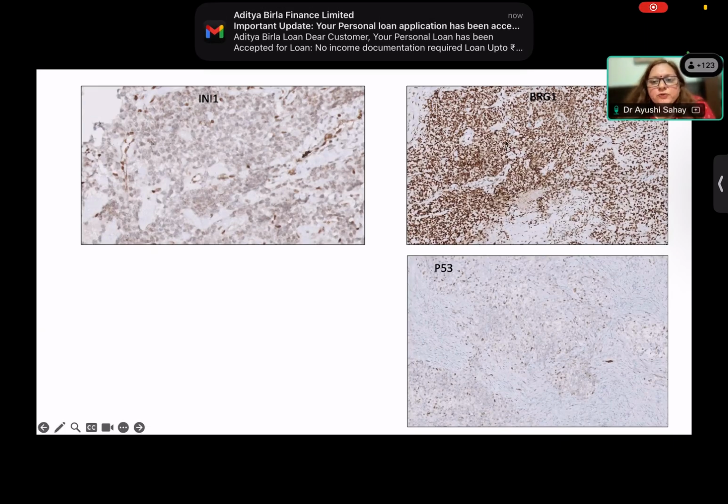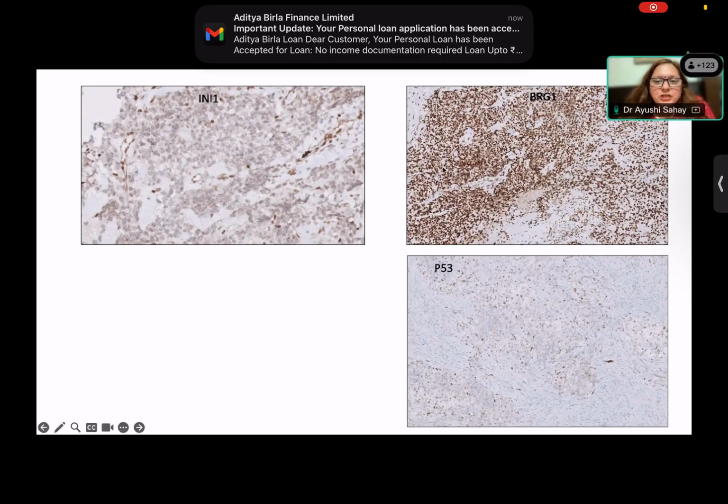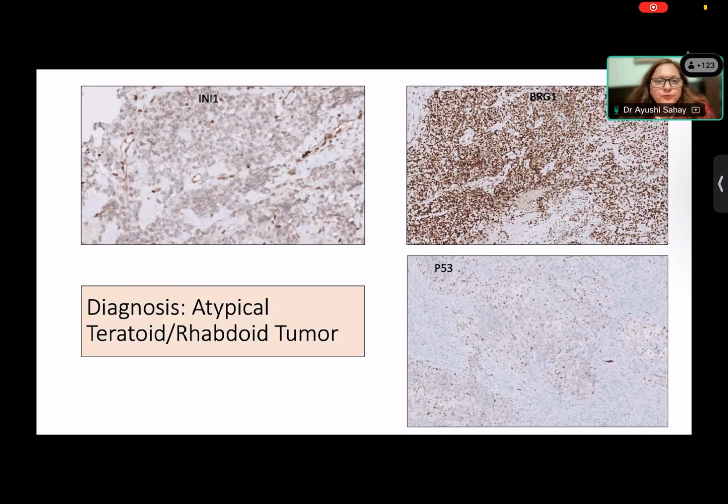And also this is BRG1, which we always do as a companion, and it is showing retained nuclear expression in all the tumor cells. And the tumor is wild type for P53, which we also do for all embryonal tumors. So the diagnosis is an atypical teratoid rhabdoid tumor with the loss of INI1 expression.